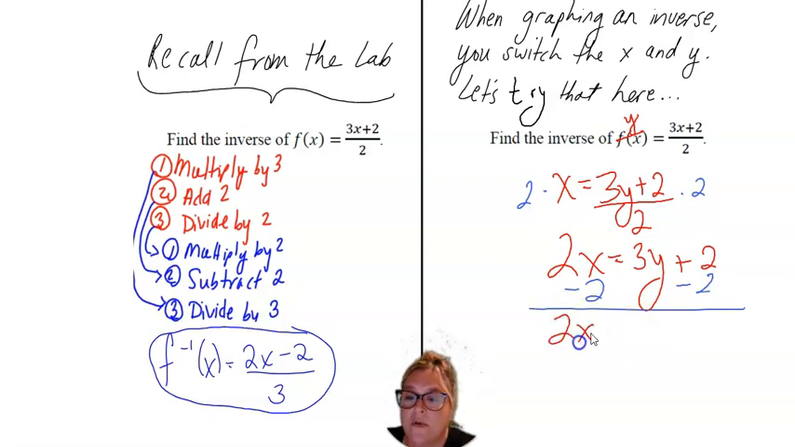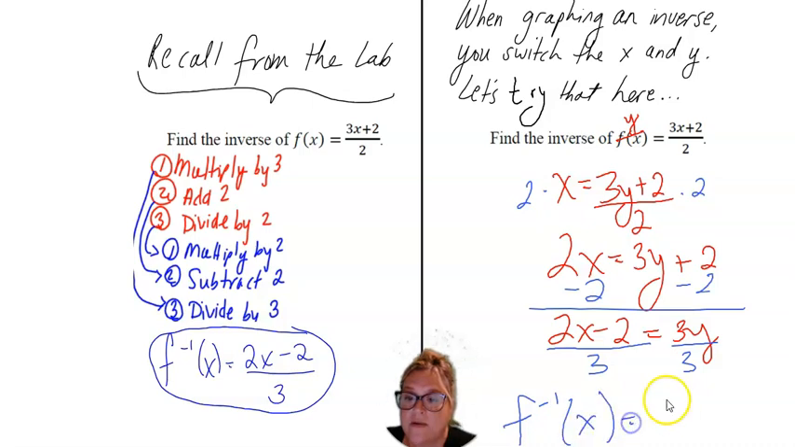And now we have the quantity 2x minus 2 is equal to 3y. And finally, to get the y by itself, we're going to undo the multiplication with division. And we're dividing the whole side by 3. So that leaves us with f inverse of x equal to the quantity 2x minus 2, all divided by 3.